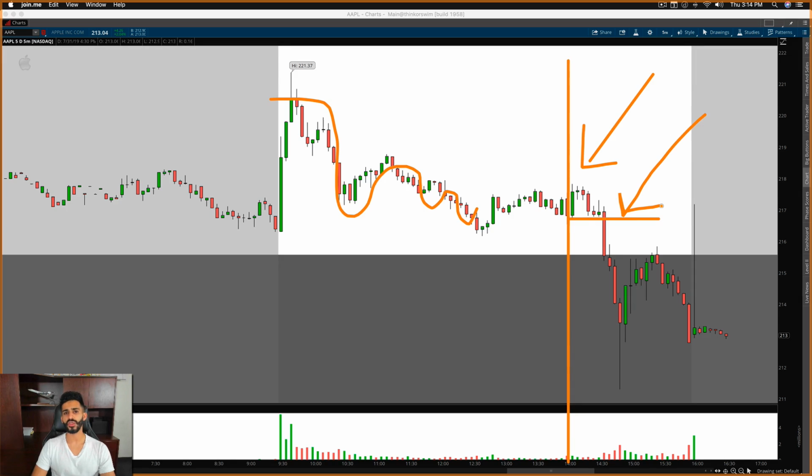Now, obviously, there were other factors involved as well, but the main idea I want you guys to take away from this is that you need to be aware of market conditions and market events, and you also need to be aware of events that relate to the stock as well.